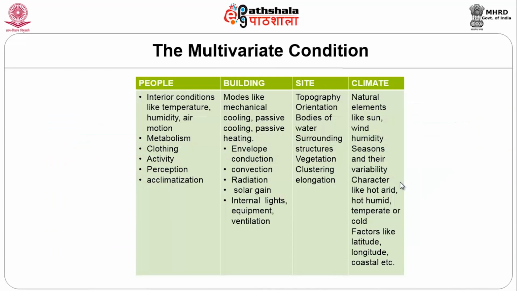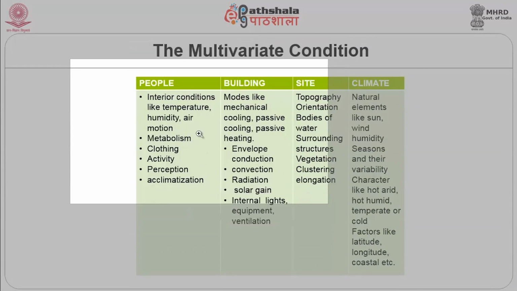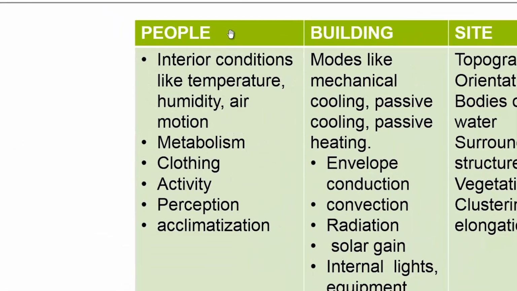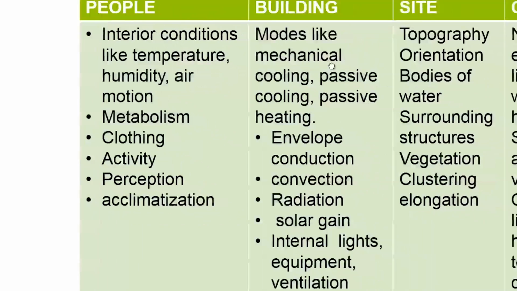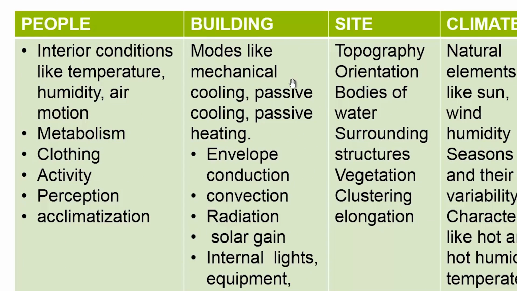So we need to consider the multivariate condition. What exactly is the multivariate condition? We will look into the details of it. If you look at people-centric factors, they are interior conditions like temperature, humidity, air motion, metabolism, clothing, activity, perception, and acclimatization. All of these are people-centric factors. Then you have building-centric factors like mechanical cooling, passive heating, envelope conduction.